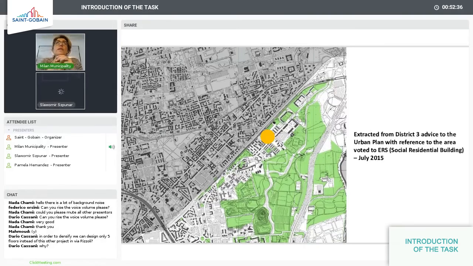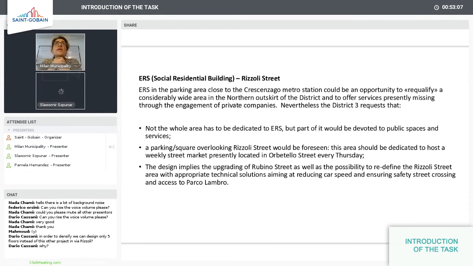I just pass to the last thing I want to tell you, which is related to the area that is actually used as a park, and that is supposed to become an area devoted to public and social housing. And when we, as District 3, had to give advice to the ongoing urban plan regarding this area, we underlined these aspects, these are the requests of District 3. We asked the plan to not forget the need of public space and services open to the city, so not only social residential building, but also a part for services open to the neighborhood.